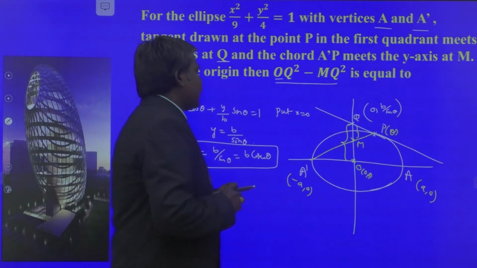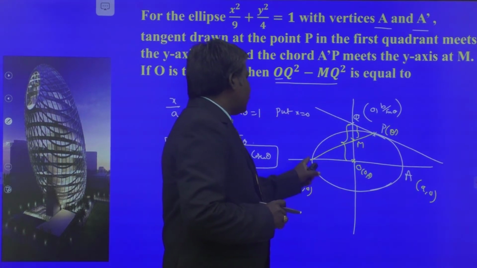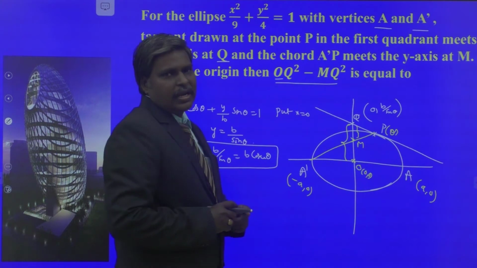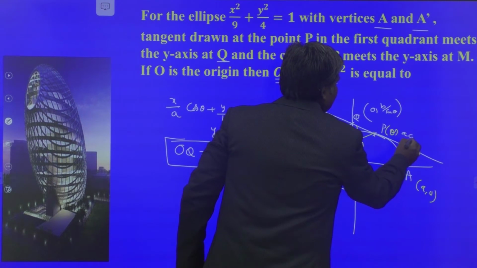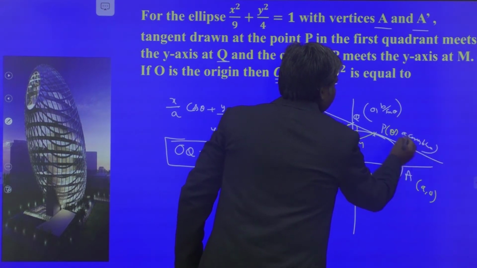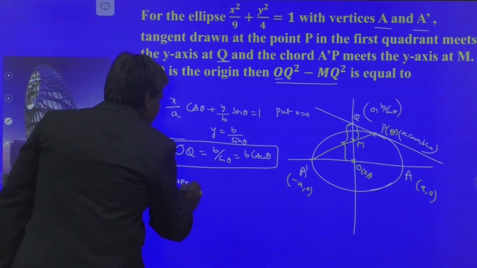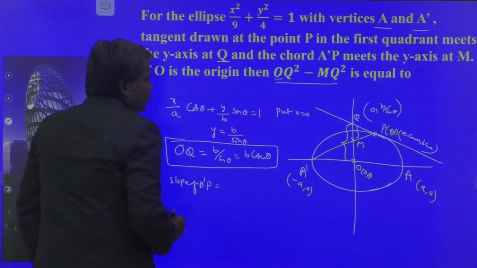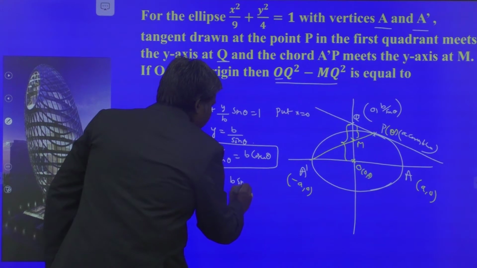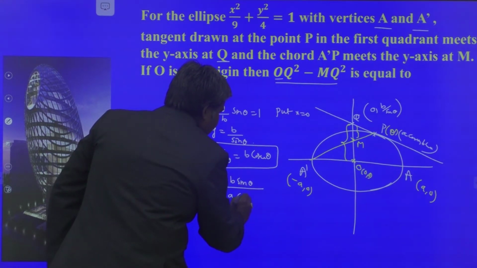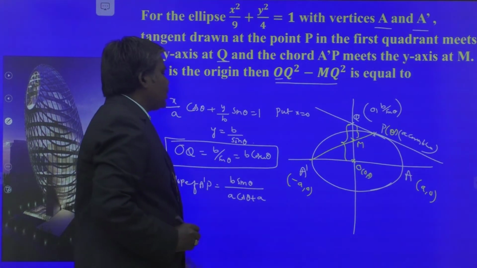No problem. Next we have to find out the coordinates of M by solving y-axis with A dash P. How to solve this one? What is P? a cos theta comma b sin theta. Can you write the slope of A dash P or not? Slope of A dash P is equal to b sin theta by a cos theta plus a. Take this point and slope, write the equation of A dash P.